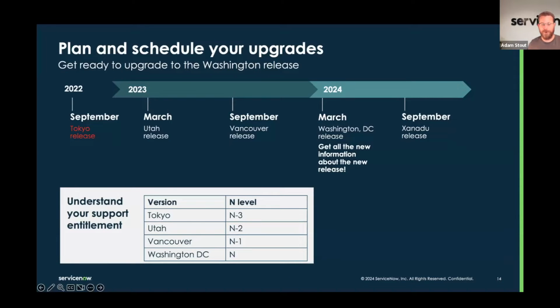Generally, we support N-2. You can talk to your account team on what your entitlement is. Some customers are N-1, some are N-2, and then there might be some old legacy ones. So generally, when we release Xanadu in September, the Tokyo release will no longer be supported. That's very much in generalities. If you have any questions, please talk to your account team.